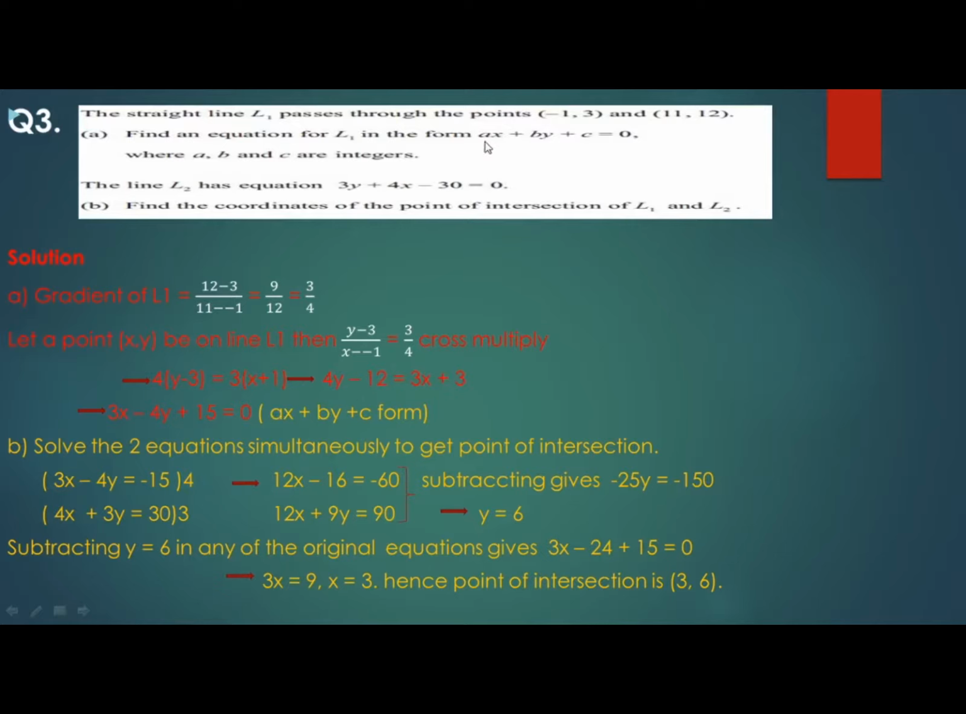Remember, the form you are told is ax plus by plus c. So remember, this is the equation already, but write it in the form given. So what you do, you start with x. You bring this to the left hand side. If we maintain 3x the way it is, we bring y here, it will be minus 4y, then we bring 12, it will be plus 12, so 0 remains here.